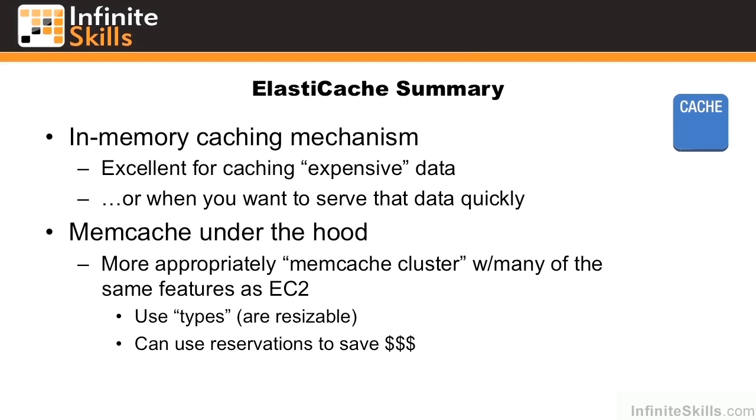In summary, Elasticache is a great in-memory caching mechanism. Very good for caching expensive data or when you want to serve that data quickly. It's actually Memcache under the hood, or more appropriately, a Memcache cluster, with many of the same features as EC2, using types, which can be resizable, and using reservations to save money.